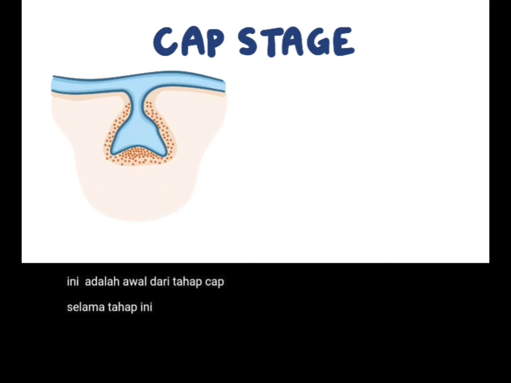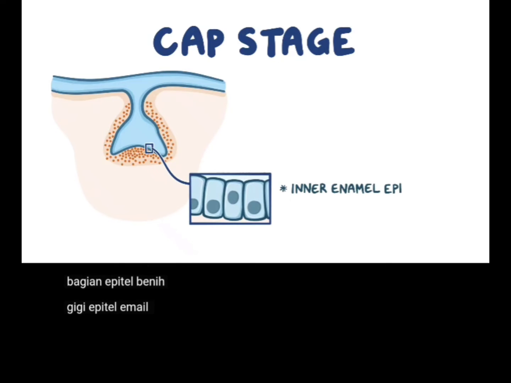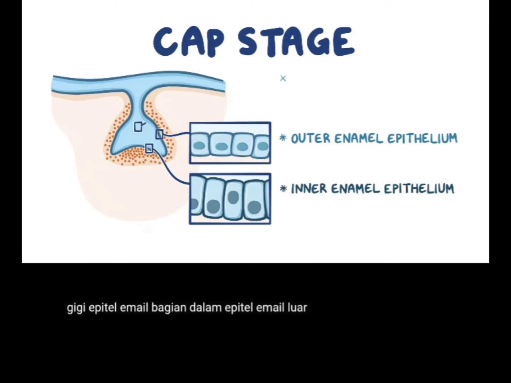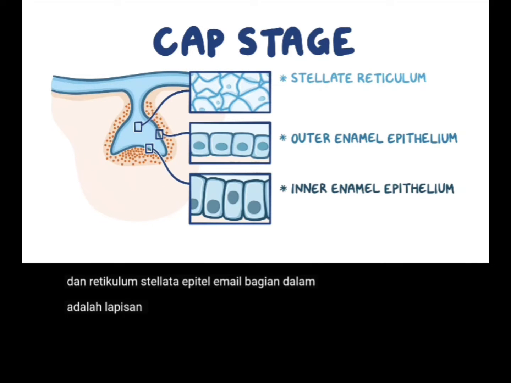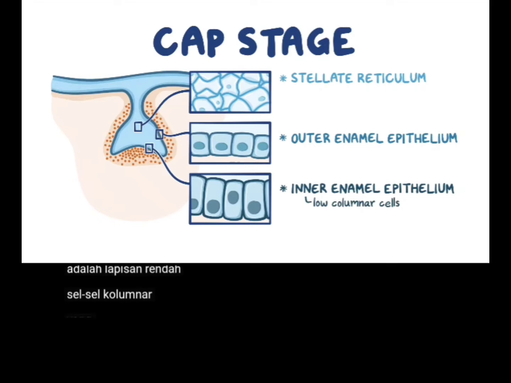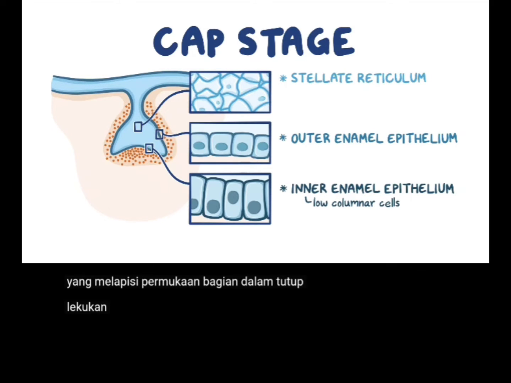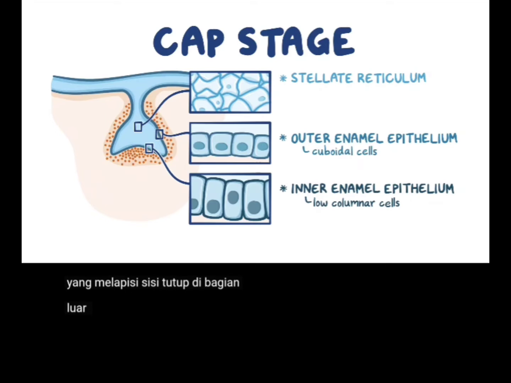During this stage, three different types of epithelial cells can be seen, forming the enamel organ, the epithelial part of the tooth germ: the inner enamel epithelium, outer enamel epithelium, and the stellate reticulum. The inner enamel epithelium is a layer of low columnar cells that line the inner surface of the cap's central depression. The outer enamel epithelium is a layer of cuboidal cells that line the sides of the cap on the outside.